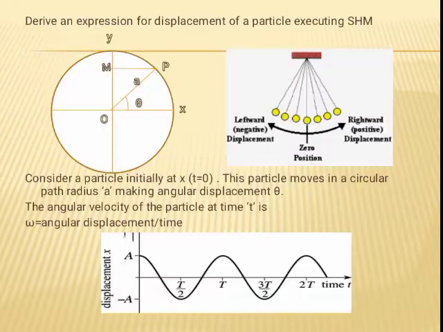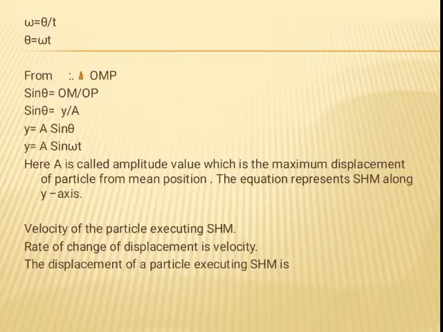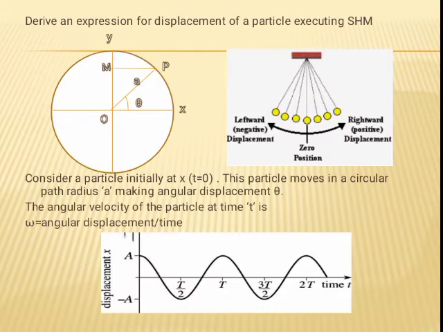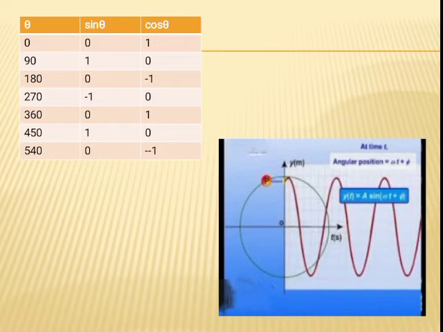So sin 180 would be 0, right? So next sin, what is it? My particle comes here, my theta would be 270, and if I substitute my theta to be 270, it is minus 1. 360 is 0. Next, 360 is not here, it comes to 450.